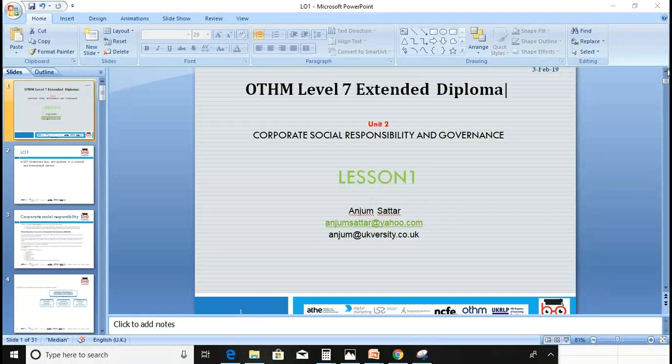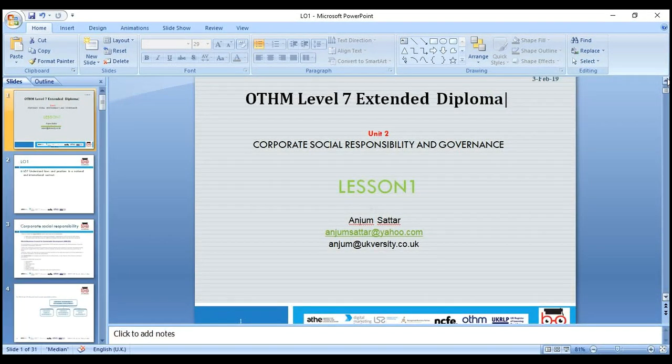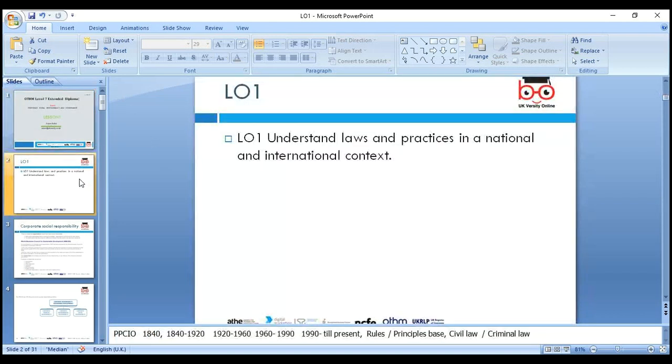Okay, welcome everyone. We'll start our new unit and first lesson. So we are doing OTHM Level 7 Extended Diploma, Corporate Social Responsibility and Governance, Unit 2, Accounting and Finance course. So today we'll go through our LO1, Learning Outcome 1, understand laws and practices in national and international context in terms of corporate social responsibility and corporate governance, which we'll go through.